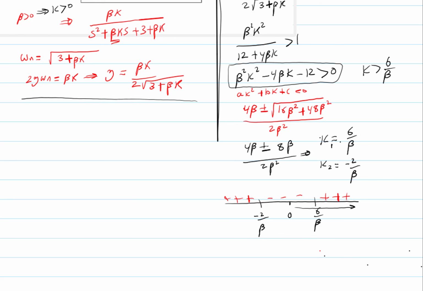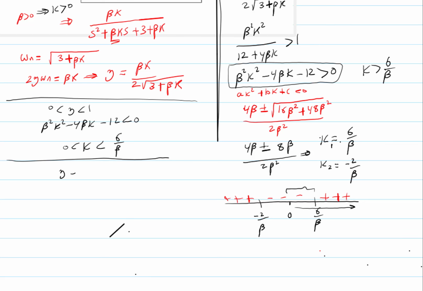Now if we go for zeta less than 1 and greater than 0, this will give us beta square k square minus 4 beta k minus 12 less than 0, so we are tracking the negative. The negative is this part, so here k is greater than 0 and less than 6 over beta. Finally, the equality zeta equal to 1 holds at k equal to 6 over beta.